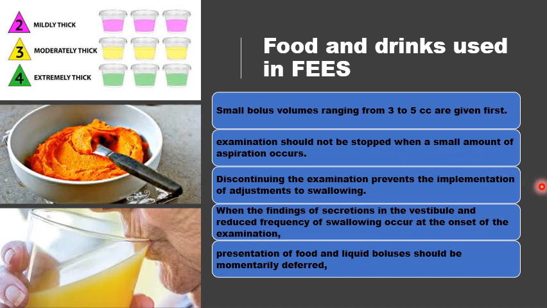If there is aspiration with a thin fluid, for example, it can be thickened. If there is aspiration with a large volume, it can be reduced. If there is aspiration with a frequent introduction of boluses, this can be slowed down. The important thing is to try things in ascending order, starting with the very small and the very thin and going up the ladder gradually. If there are problems, modifications can be introduced in terms of volume, consistency, rate of introduction, and also some head positions and certain instructions to the patient.